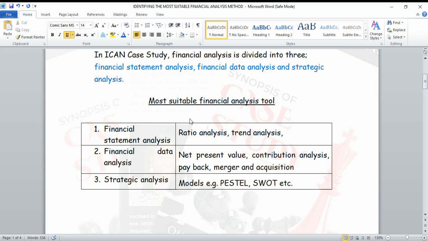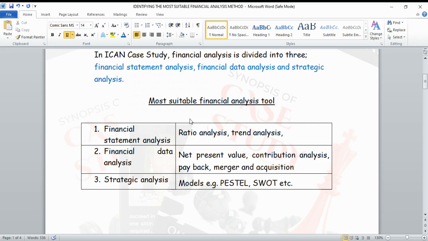So any question that requires you to analyze the financial statement, or anything associated with a financial statement, is a financial statement analysis. So when you have questions like evaluate the company's performance, evaluate revenue, overhead, all that is financial statement analysis. Most times the most appropriate tool is either trend or ratio analysis. Now I uploaded a video on ratio analysis. You can just check that up to help you.